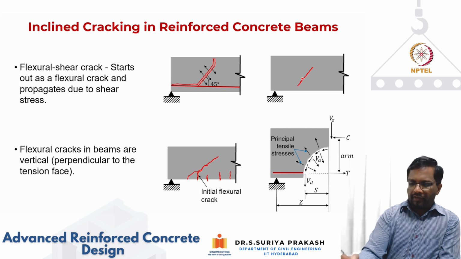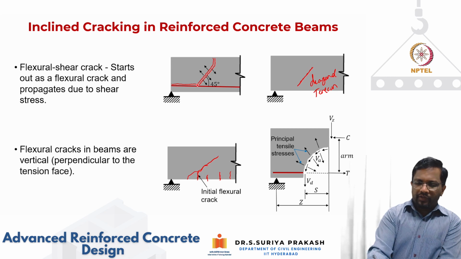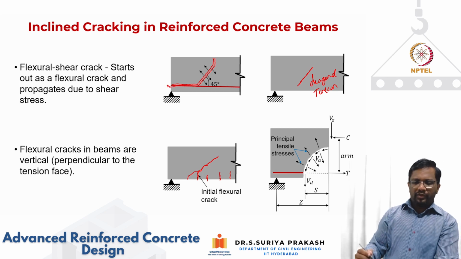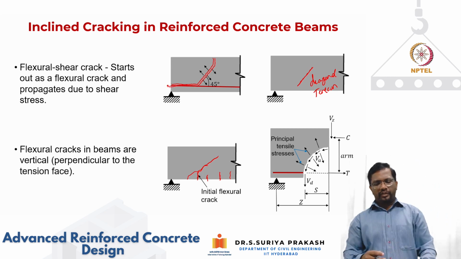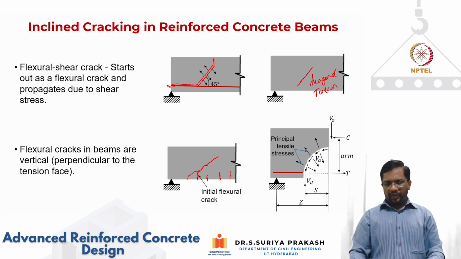Then you can have a pure diagonal tension crack. So this is your pure diagonal tension crack, and you can also have this kind of a splitting failure mode. That's the bond failure that we have seen in the previous slide also.